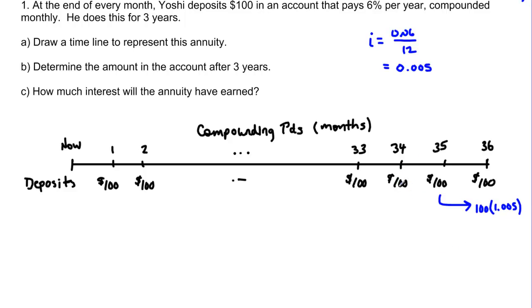The $100 that was deposited on the 34th month, or the 34th compounding period, is going to earn interest for 2 compounding periods. So when we bring it forward to the very end, it's going to be worth 100 times 1.005 to the exponent 2, because it's in there for 2 compounding periods. And we're going to continue this pattern of bringing deposits all the way forward to the very last compounding period and writing out what the formula would be to figure out how much they're worth.